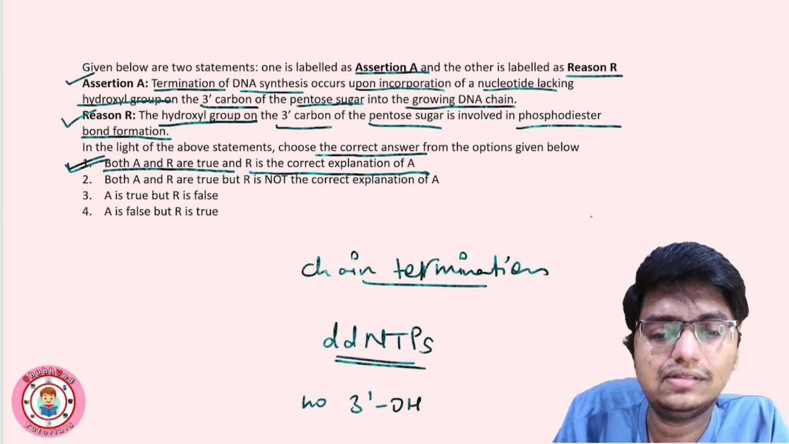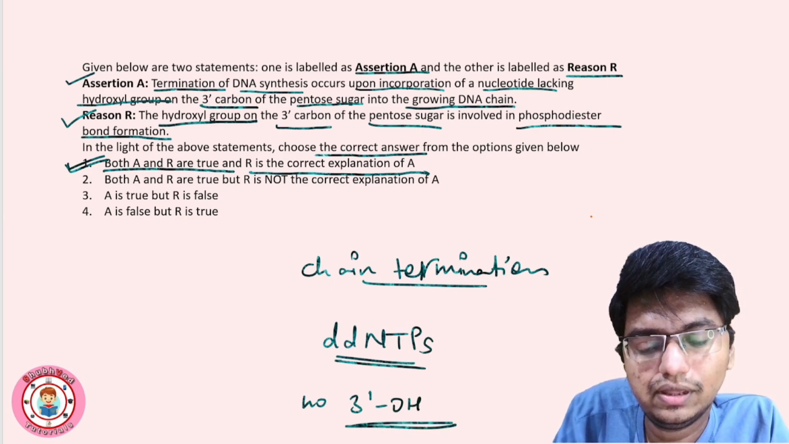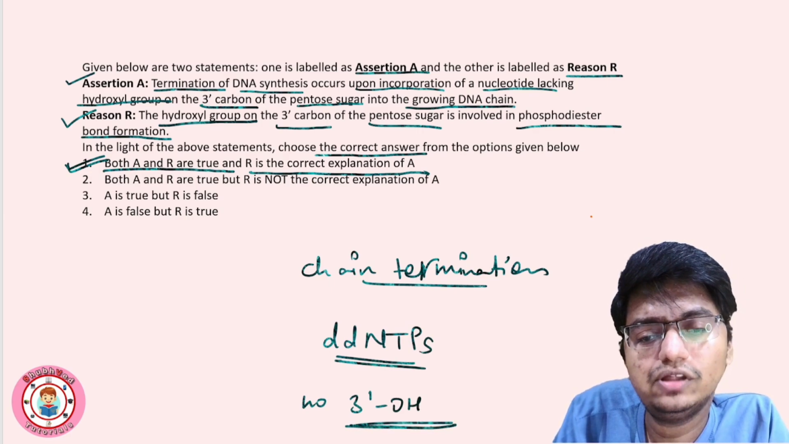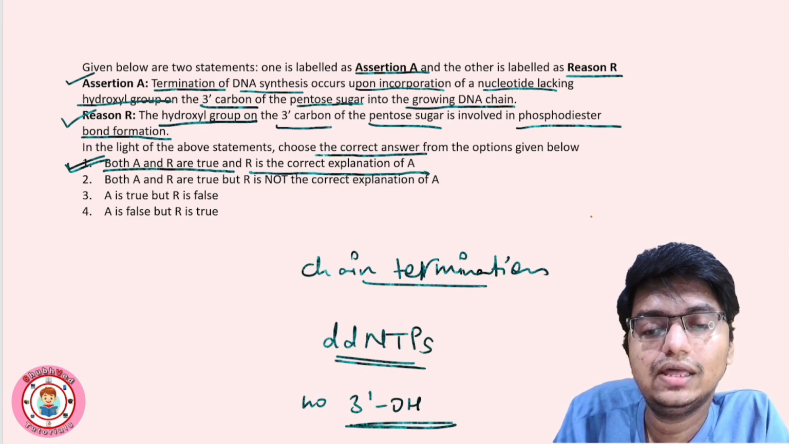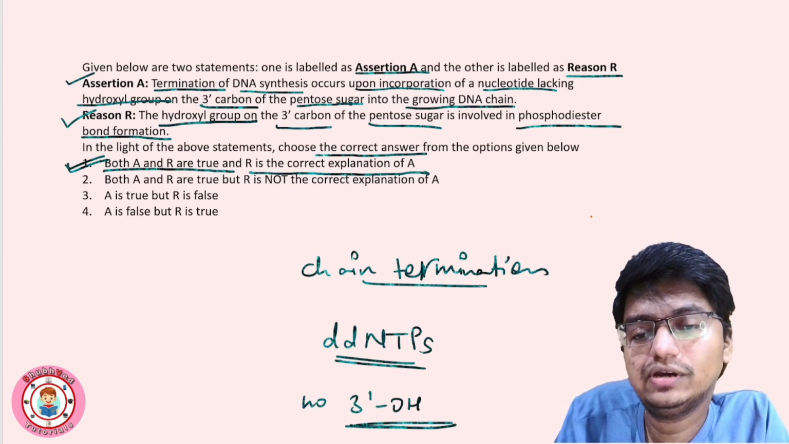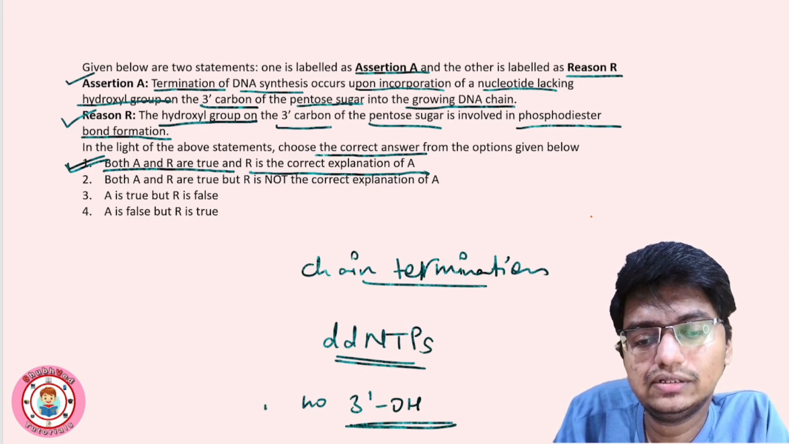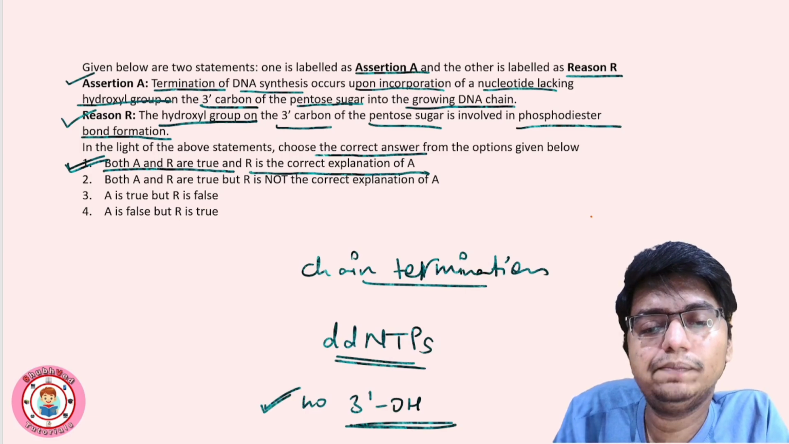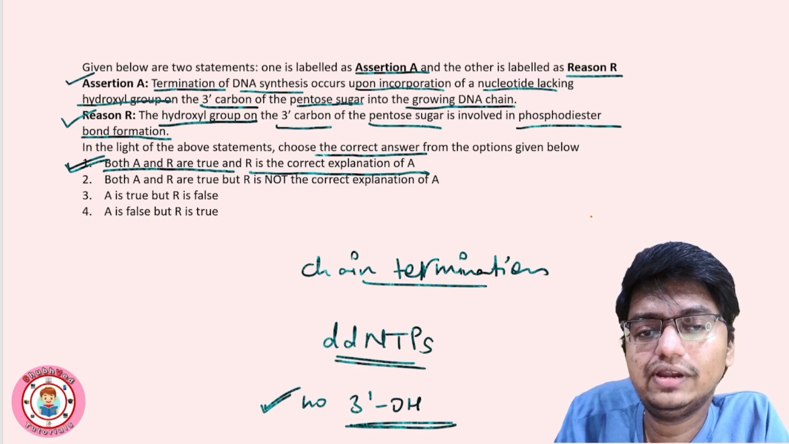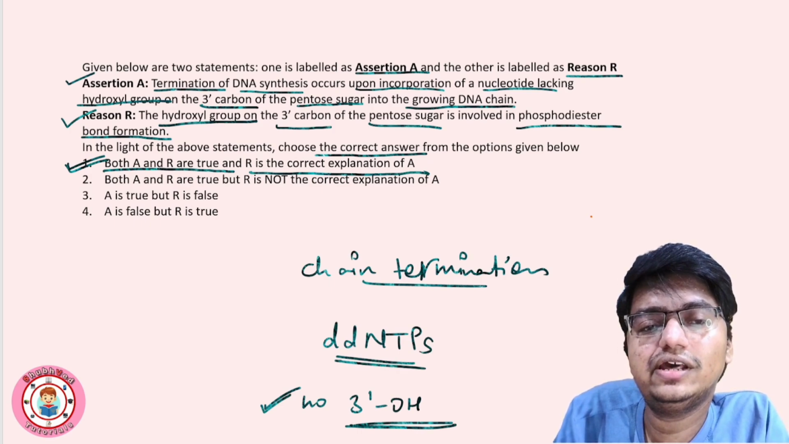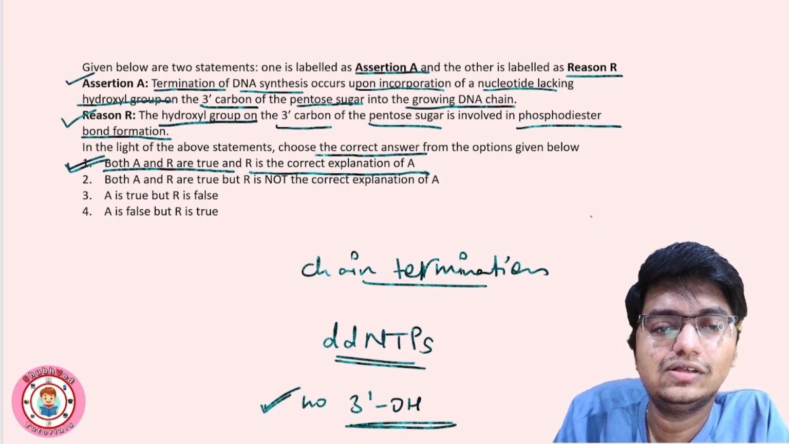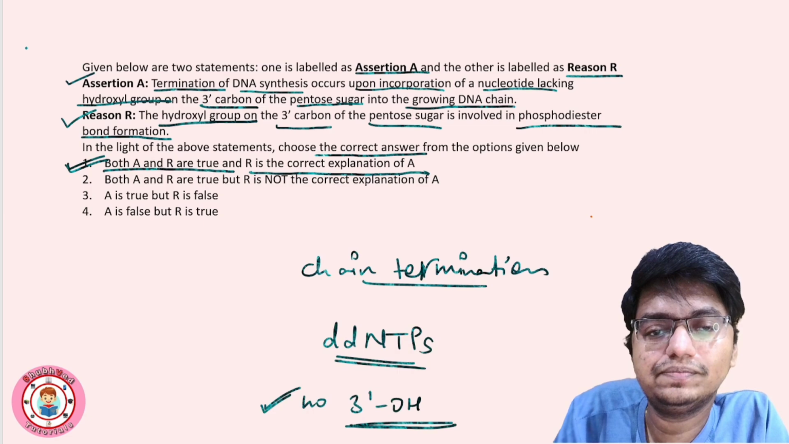And we know what the role of the 3' OH is: formation of the phosphodiester bond. So if the 3' OH is not present, then no bond formation will take place and the chain terminates here. So yes, this is correct.